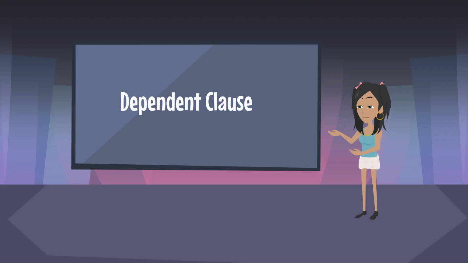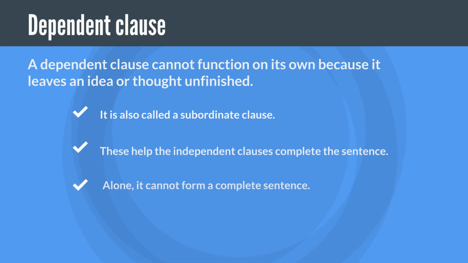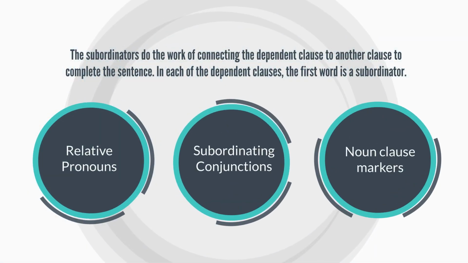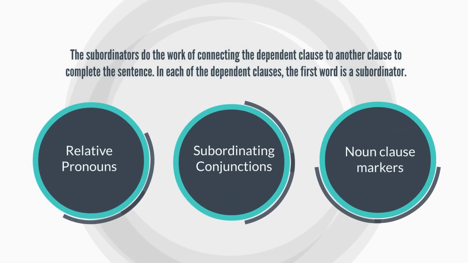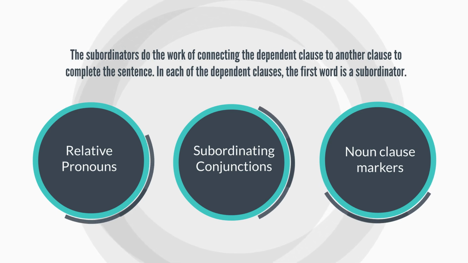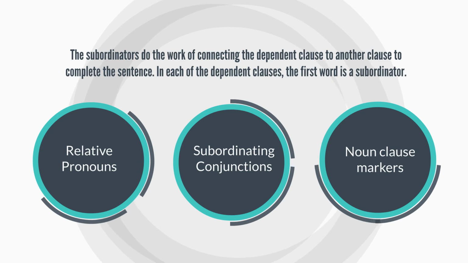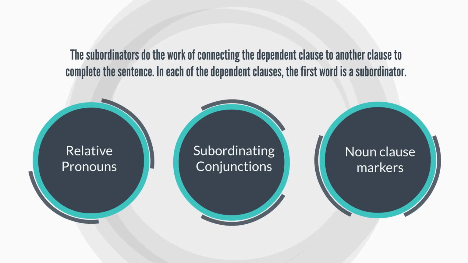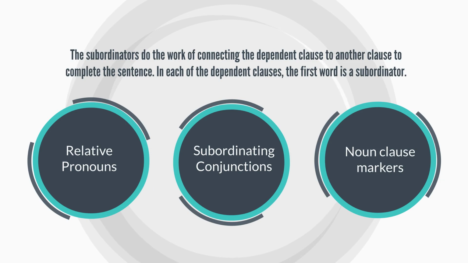Dependent clause. A dependent clause cannot function on its own because it leaves an idea or thought unfinished. It is also called a subordinate clause. These help the independent clauses complete the sentence. Alone, it cannot form a complete sentence. The subordinators do the work of connecting the dependent clause to another clause to complete the sentence. In each of the dependent clauses, the first word is a subordinator. Subordinators include relative pronouns, subordinating conjunctions, and noun clause markers.